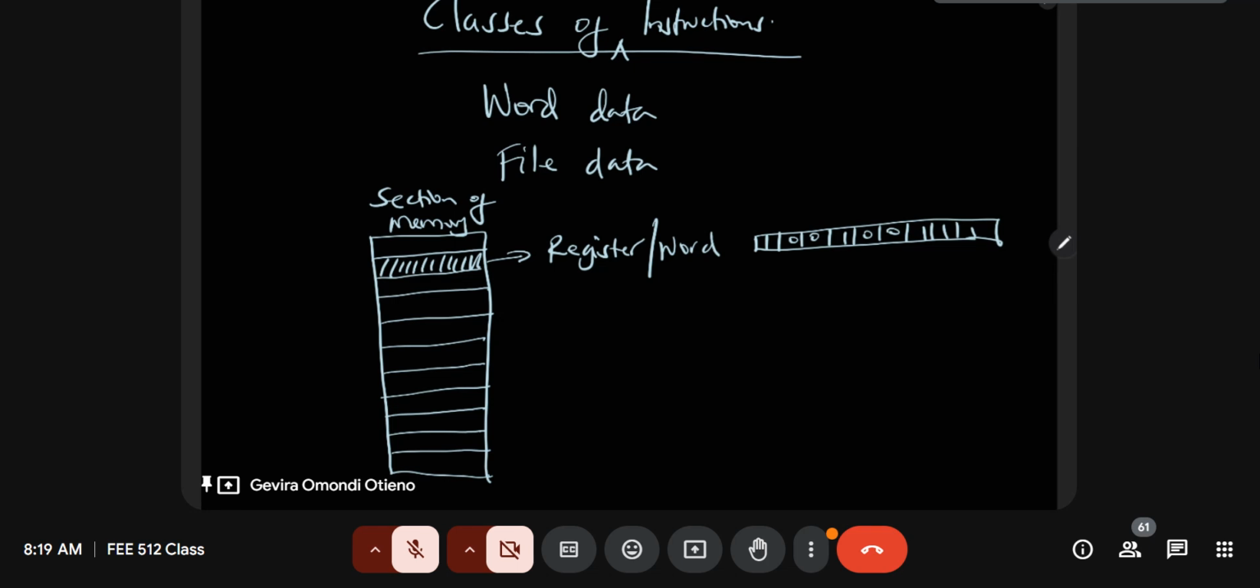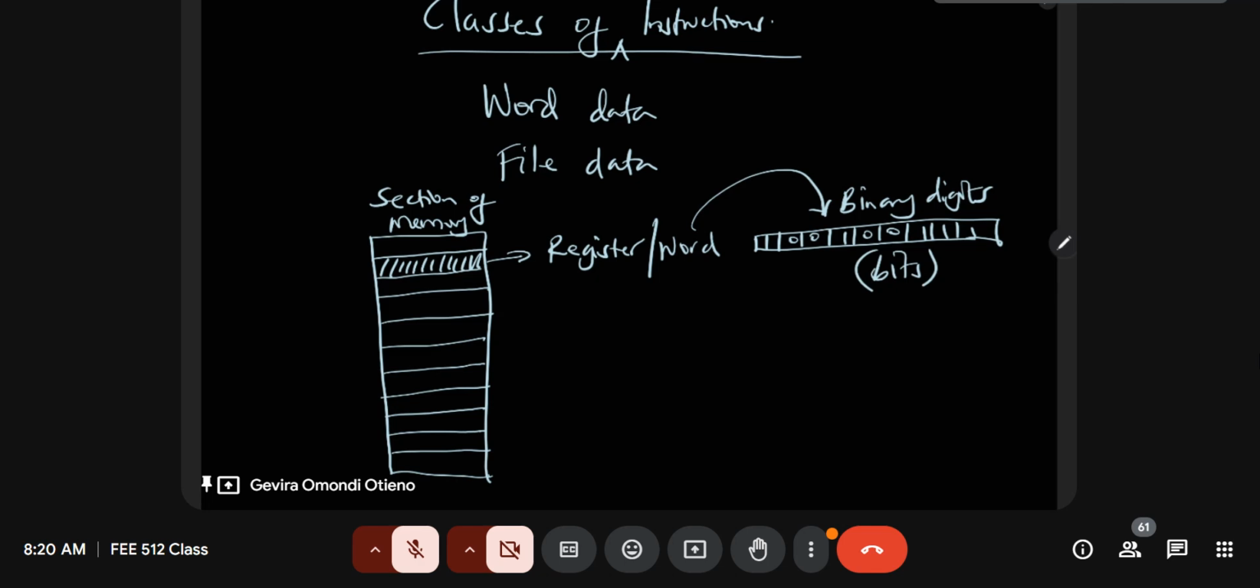So this is a typical example. If I plucked out the register, then it translates to this. This is how it looks. Each register contains binary digits, or what we are calling bits. So that is a word.